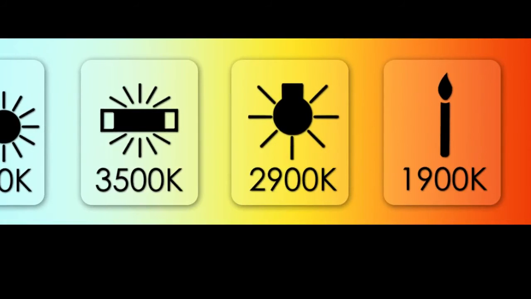Lower color temperature situations are measured in the area of 3,500 Kelvin down to 1,900 Kelvin and are found in lighting situations like standard lighting from a tungsten light bulb or candlelight.